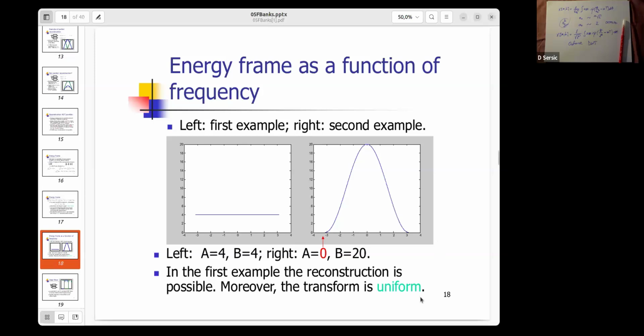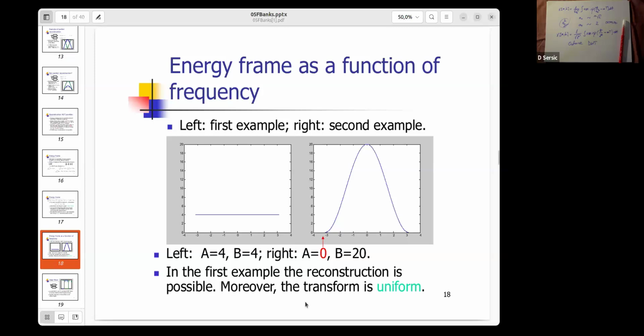Now we can introduce the bounds. Let A denote the lower energy bound, and B denote the upper energy bound. On the left-hand side, we have a unitary filter bank where A equals B equals 4. So the energy in the image domain is only multiplied by 4, so nobody cares. You just divide by 4 and you know what is the energy of your signal.